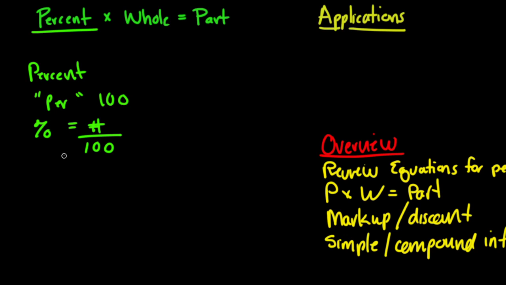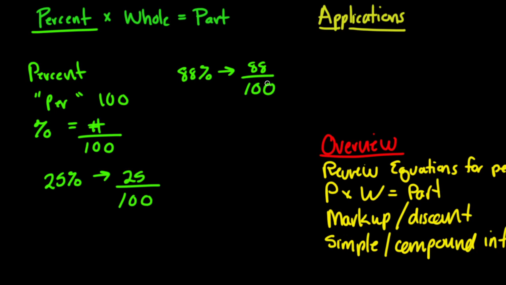So when you think about what that means, if I have something that's 25% off, I'm saying that's really the same thing as 25 per 100. Let's take that extra zero off. So 25% is really the same thing as 25 per 100. In the same way, if I have 88% of something, you can rewrite this as a fraction, and you can say this is the same thing as 88 per 100.